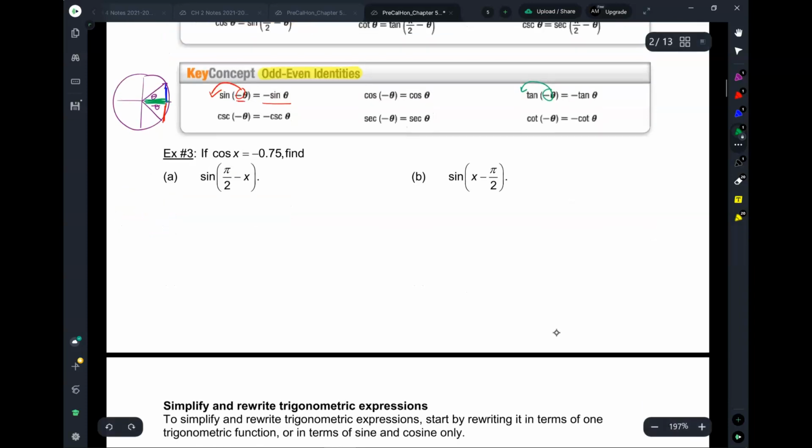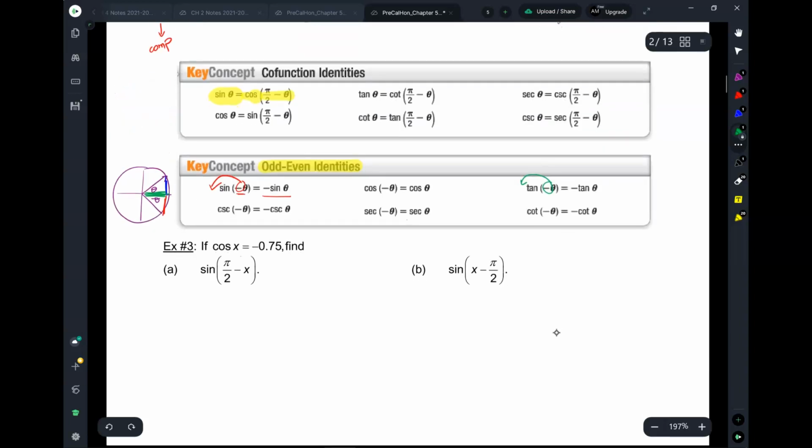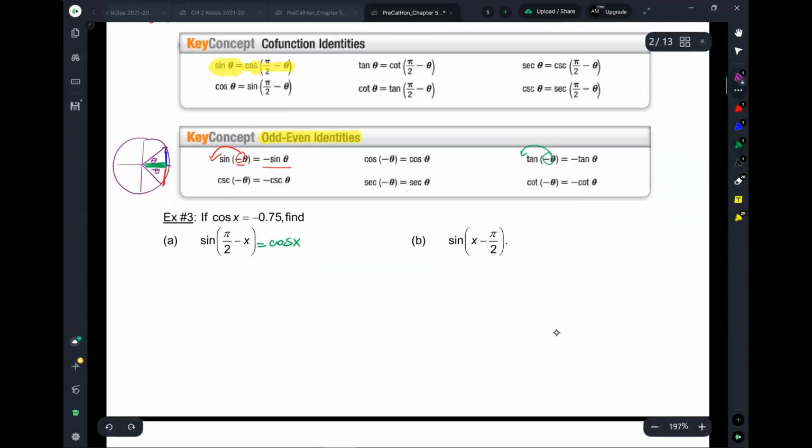Okay, so take a look at what we have here. Cosine of x is negative 0.75. What's sine of pi over 2 minus x? Well, sine of pi over 2 minus x is the same as cosine of x, right? Remember from this identity, look here. Sine of 90 minus an angle is the same as cosine of the angle, right? And what's cosine of x? In the problem, what's it given to us as? Negative 0.75. So it's negative 0.75.